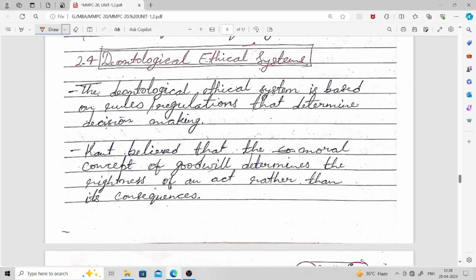Second one. Before this we talked about consequentialism, or teleological ethical system. Now the second one, we can think of this one as the deontological ethical system. So what it states: the deontological ethical system is based on rules and regulations that determine decision making.